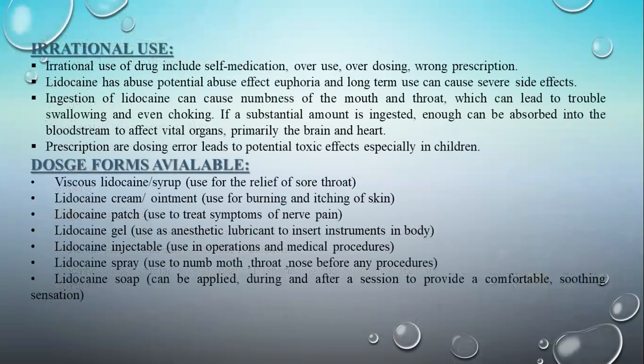Moving towards the irrational use of this drug, as this drug has abuse potential side effects, it can cause euphoria. If a person takes it for a long time, it can cause severe side effects. If a person takes it as self medication, or overuse or overdosing, or if the doctor prescribes it at a wrong level, this drug has serious side effects, because if a substantial amount of this drug is ingested and absorbed into the bloodstream, it can affect vital organs, primarily the brain and heart.